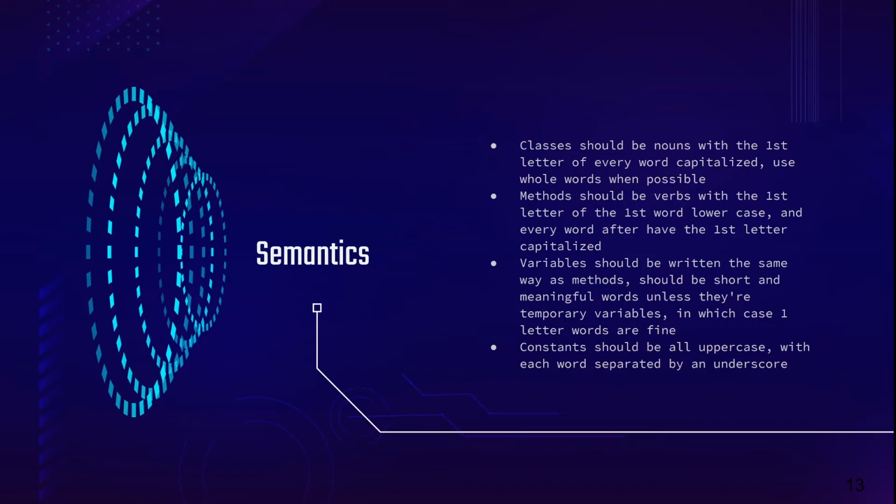Constants should all be uppercase, with each word separated by an underscore. Just a side note, these are not hard rules. Your compiler won't yell at you, but it's really helpful. Also, please don't just put "the" in front of your variables or any names. It's dumb, really dumb, and I will lose respect for you.